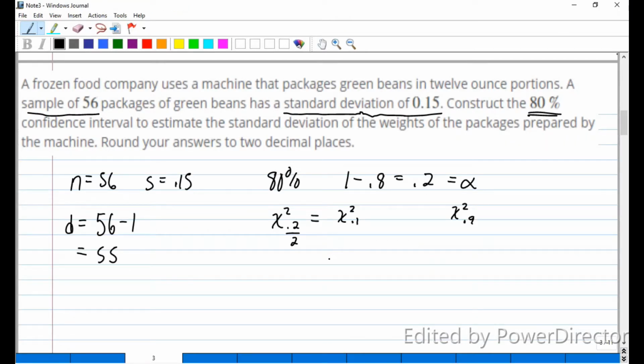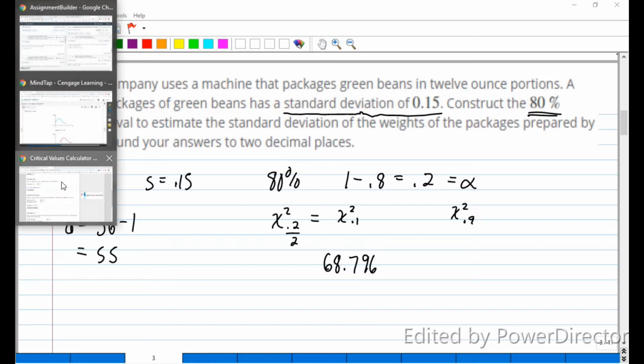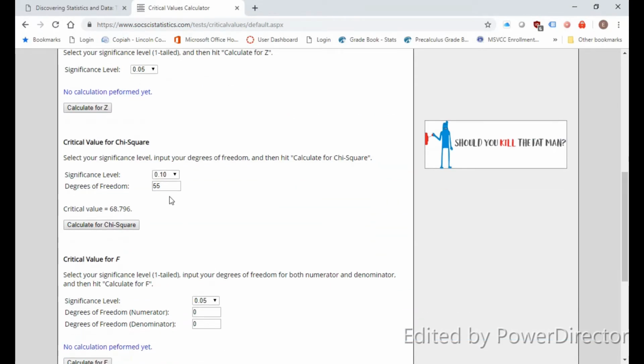So for this one, the issue that we might have is that we may not be able to put in a significance level of 0.9 on this website. But we'll see. If not, we can find another one.